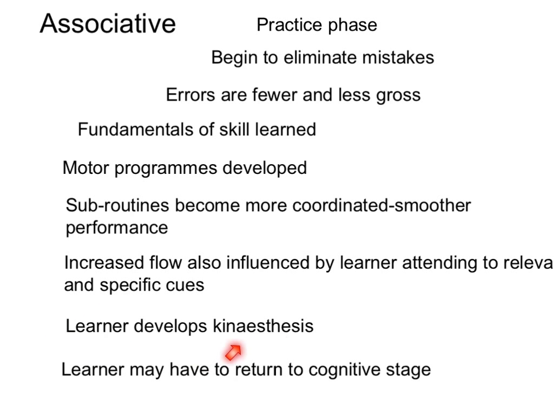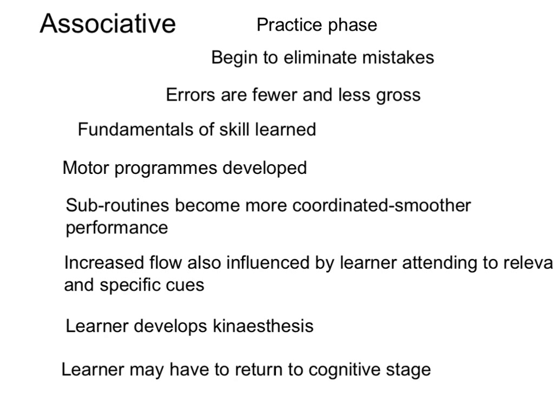They'd also start to develop their kinesthesis, so they start to get a sense of what the skill should feel like to perform, and once they've developed this, they'd be able to correct themselves through their use of intrinsic feedback. However, if practice is ineffective, the learner may have to return to the first stage, which is the cognitive stage, to revisit the mental picture that is required to perform. So they might need to go back to that stage to redefine their mental picture in order for them to get back into the associative phase.